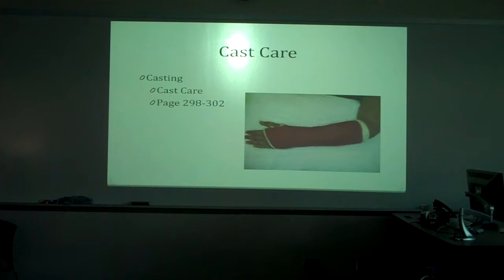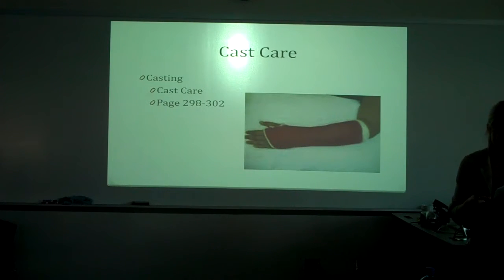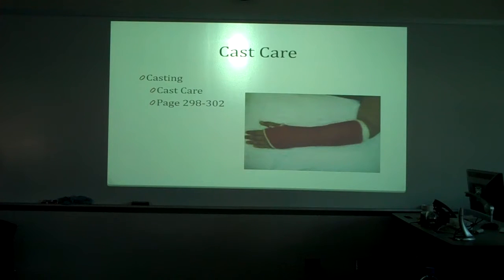We're going to tell them not to place foreign objects inside the cast, like the fork or the G.I. Joe, when they go home. Compartment syndrome can occur when a cast is too tight or constricted. And they need to report this immediately.